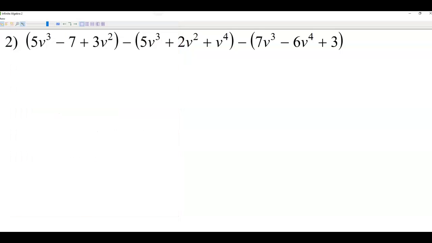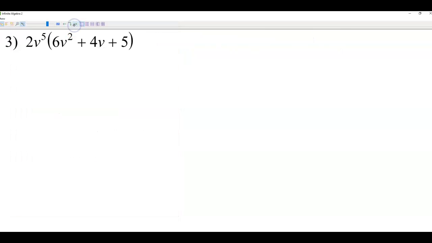There you go. So let's go ahead and take a look at some examples there. All right, so for this one here, we're multiplying.